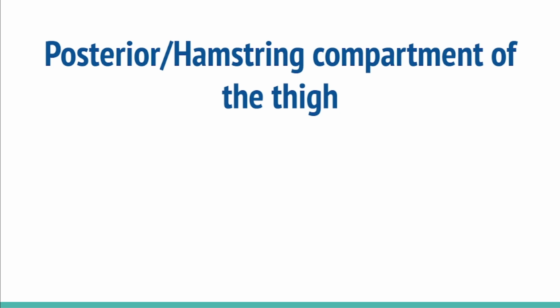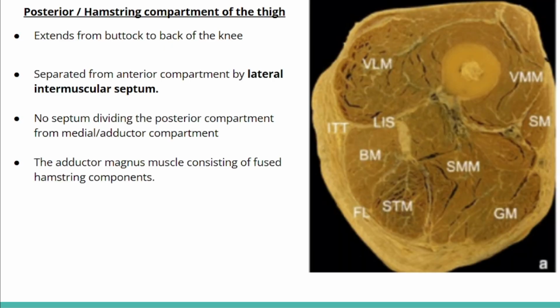Hi everyone, I'm going to discuss the posterior or hamstring compartment of the thigh in this video. The posterior compartment of the thigh, also known as the hamstring compartment, extends from the buttock or gluteal region to the back of the knee.